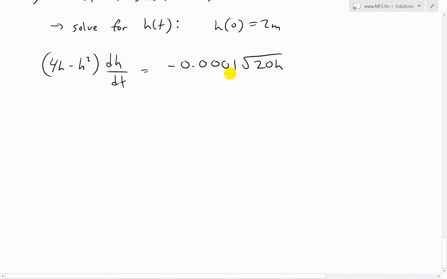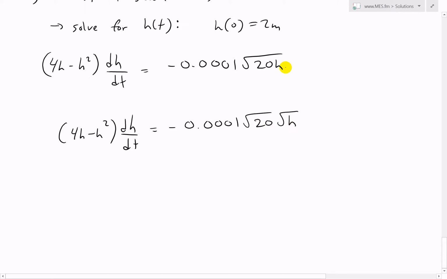And again, this is a separable equation. As I showed in my earlier videos on separable equations, which you can see in the video links below, we can separate these to get all the h's on the left side and all the t's on the right side. But before we get to that, I'm going to write (4h minus h squared) dh/dt and simplify the right side just a tiny bit. So this equals negative 0.0001, and I'm going to write this as square root of 20 times square root of h.